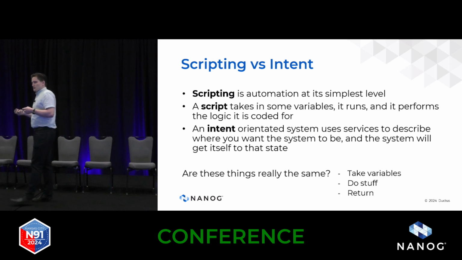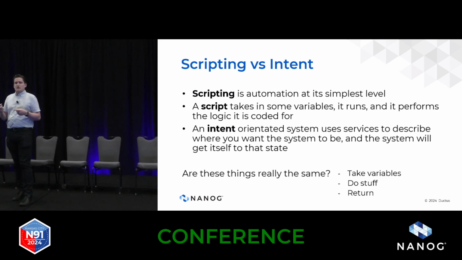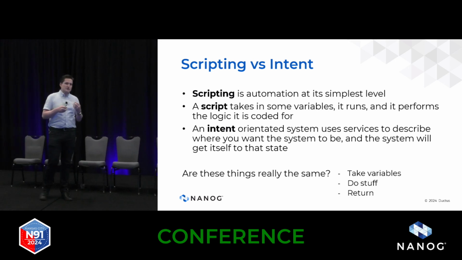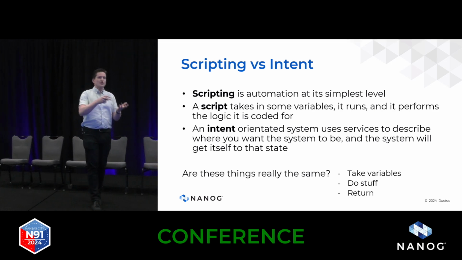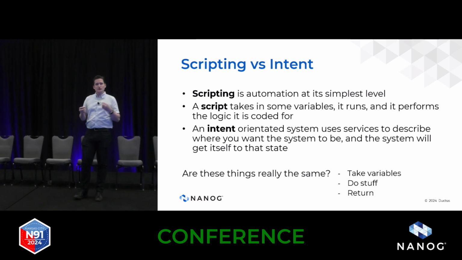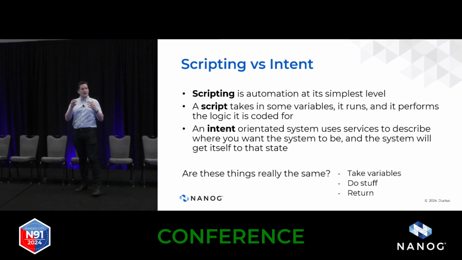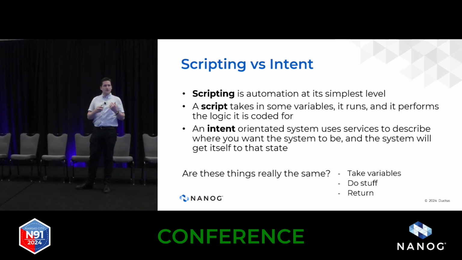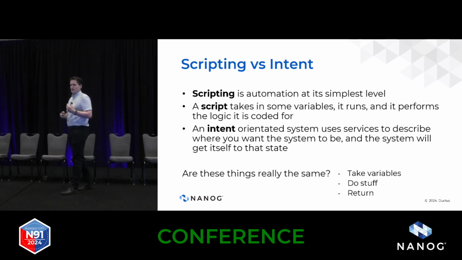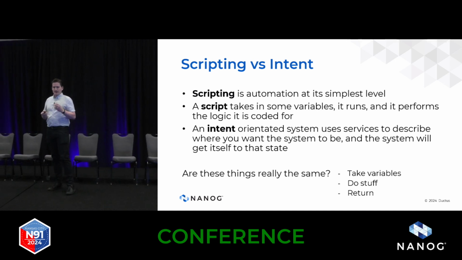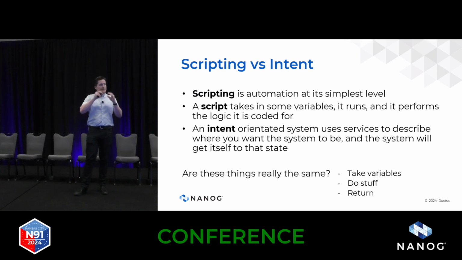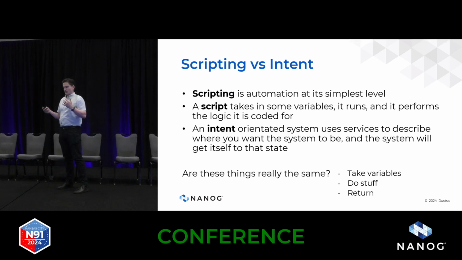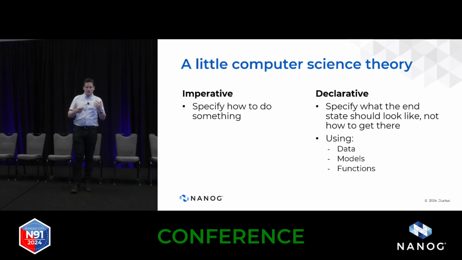If we're going to contrast with an intent-oriented system, then we're going to be using services to describe what our actual intended network state is. And we're going to be able to do that in a way that allows us to not think about some of the resources that we're trying to deploy. Now, at some level, it seems like these might be the same. We're taking some variables, we're going to do some stuff, and then it returns, right? Either a script or intent-oriented. So what's the actual difference?